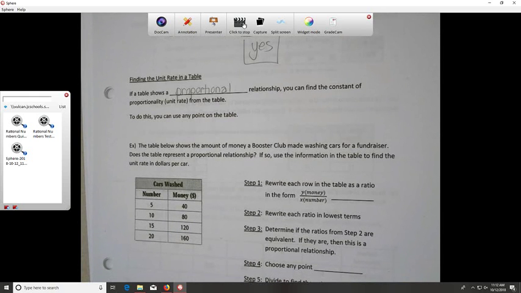All right, so for this question, it says the table below shows the amount of money a booster club made washing cars for a fundraiser. Does the table represent a proportional relationship? If so, use the information in the table to find the unit rate in dollars per car. All right, so this over here, the steps, this is one way to do it.